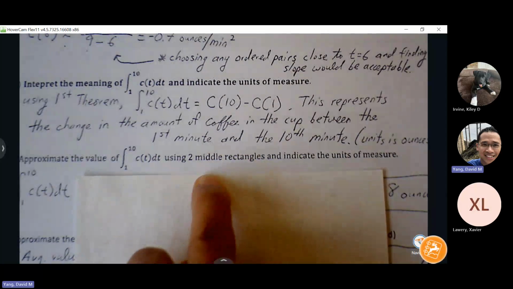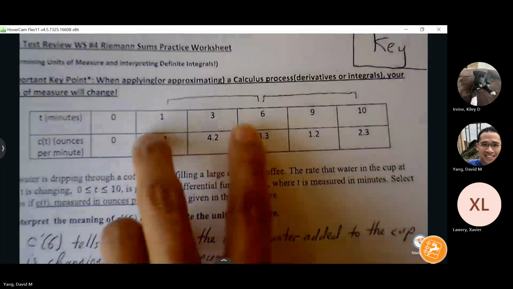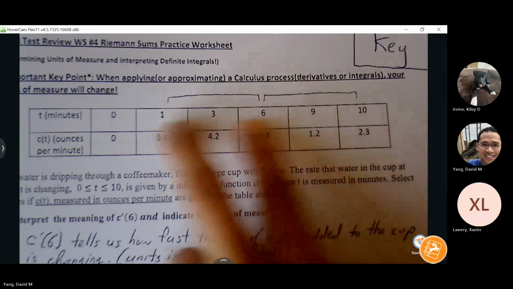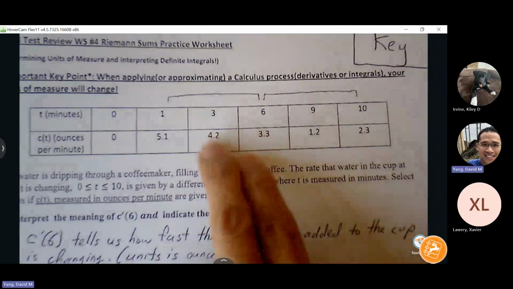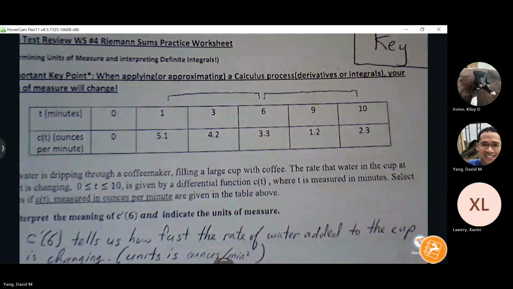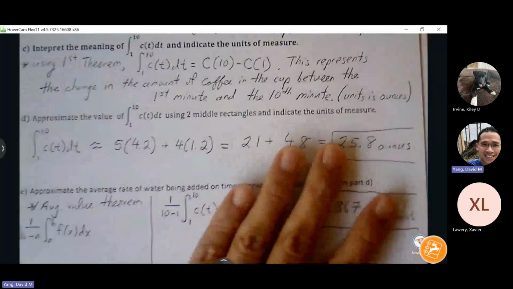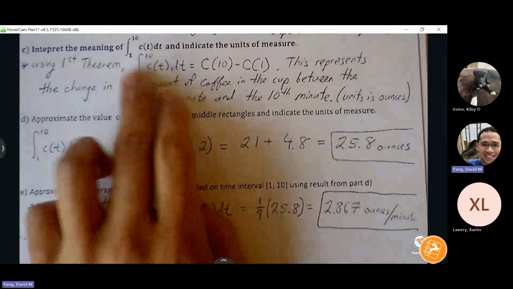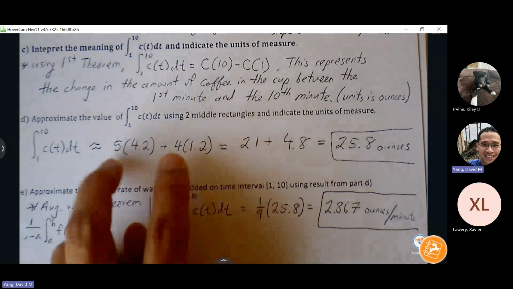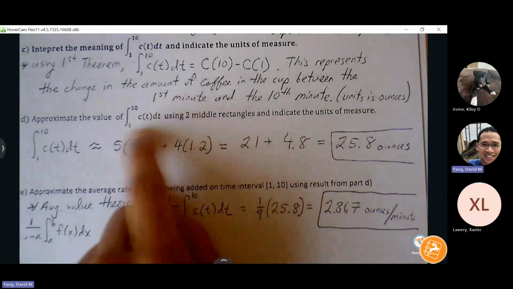Approximate the value using two middle rectangles. So back to Riemann sums here. So 1 to 10. So width is 5, width is 4. Rectangle first height is 4.2. Second rectangle's height is 1.2. So revisiting what we did for part C, we can say, okay, between the first and 10th minute, we can approximate that 25.8 ounces of water has been added to the coffee cup. Okay. That's what this notation means.